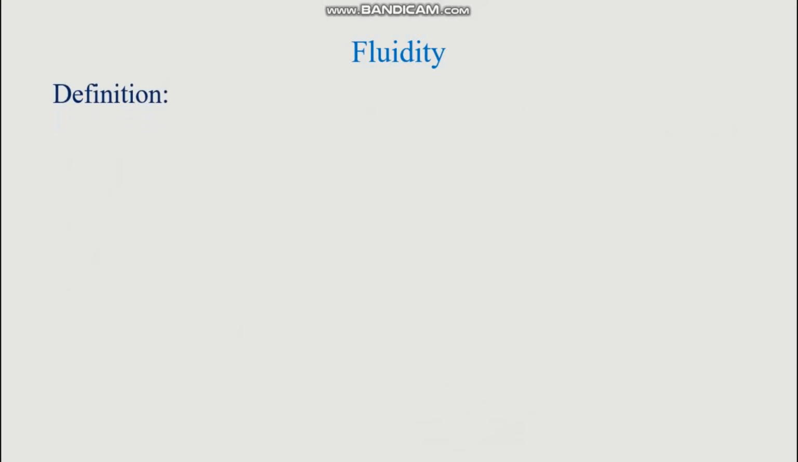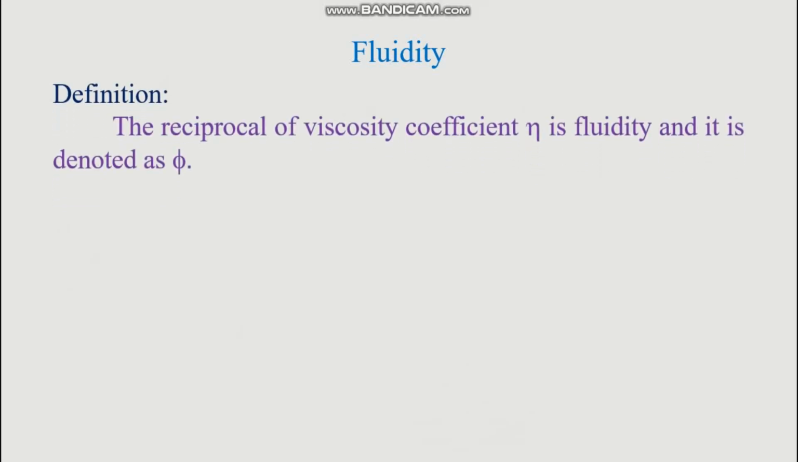Now the next term is fluidity. What is the definition of fluidity? The definition of fluidity is nothing but the reciprocal of the viscosity coefficient eta. That means mathematically we can express fluidity, phi, as equal to 1 by eta.